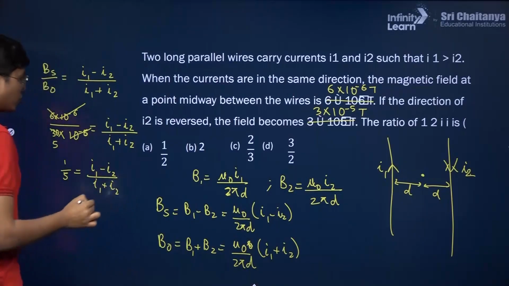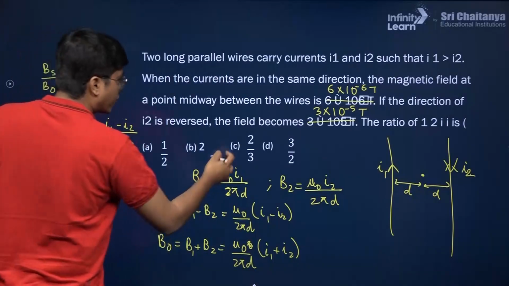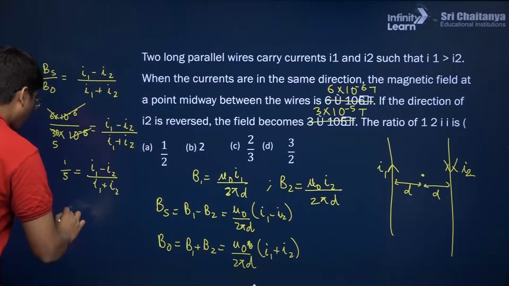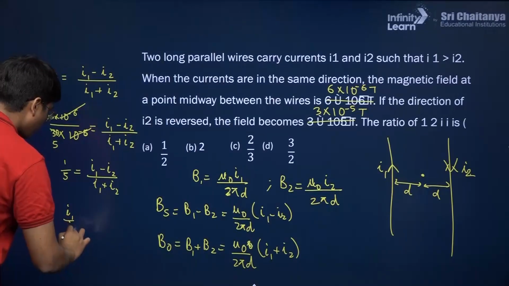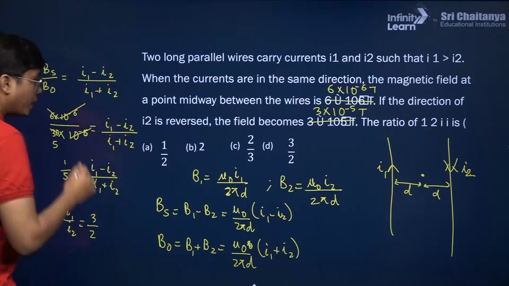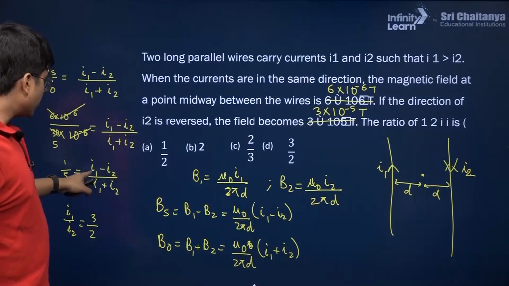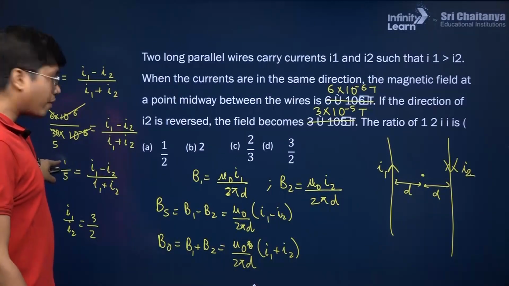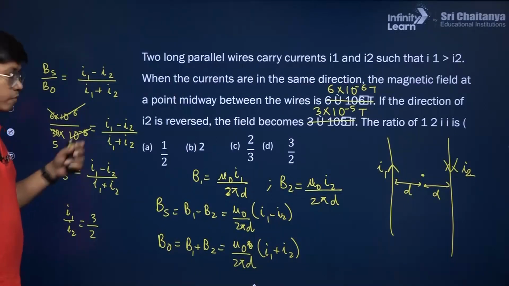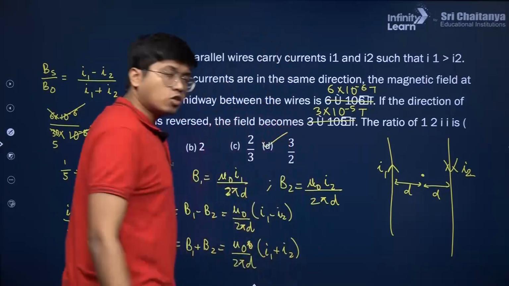Now I keep telling students, don't cross multiply and calculate. Instead, look at the options. Your correct option, right off the bat, I can see, would be I1 by I2 equal to 3 by 2. Why? Because if I1 is 3 and I2 is 2, then 3 minus 2 is 1, you have 1 in the numerator, and 3 plus 2 is 5, you have 5 in the denominator. So just by comparing, it's much faster to do it. So the correct option is option D.